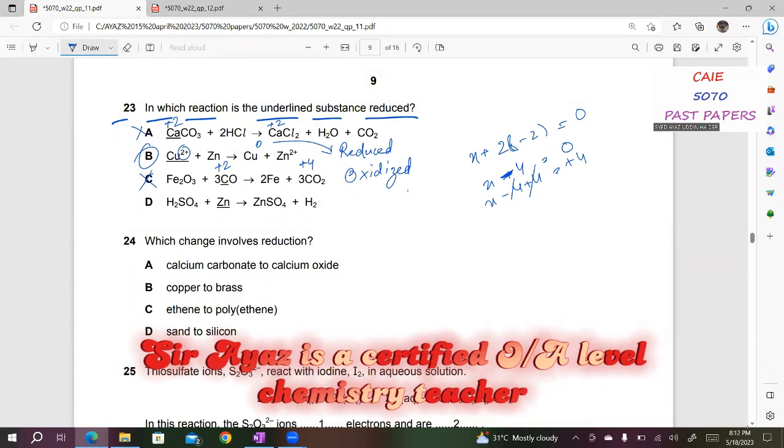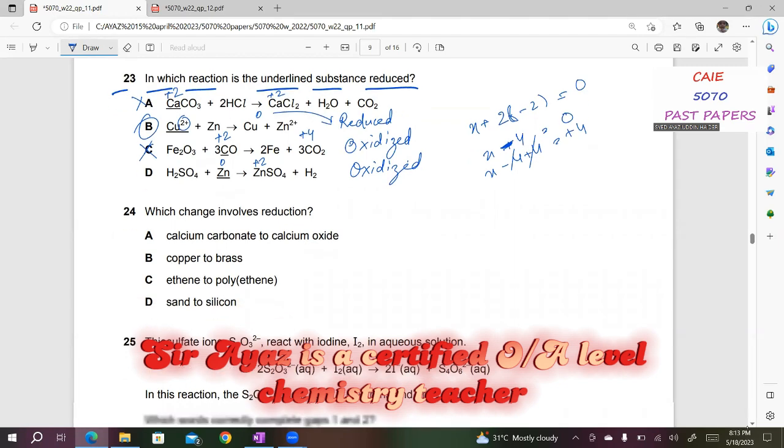Zn is underlined, and on the reactant side it is 0, on the product side it's becoming +2. So it is oxidized. So only B is the right answer for this question.